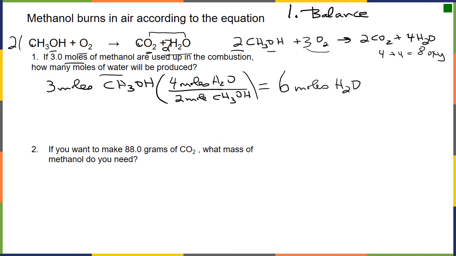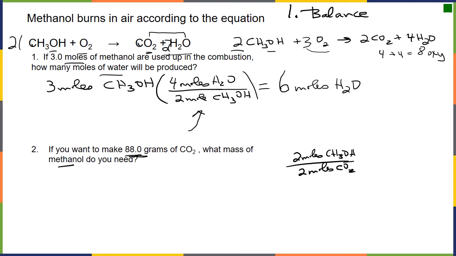Now, if I instead want to do grams, I know I still have to work through moles in the middle. We know we have to work through the relationship of CO2 to methanol. We know there's 2 moles of methanol from our balanced equation for every 2 moles of carbon dioxide. So in order to use that ratio here, I've got to go from grams first.